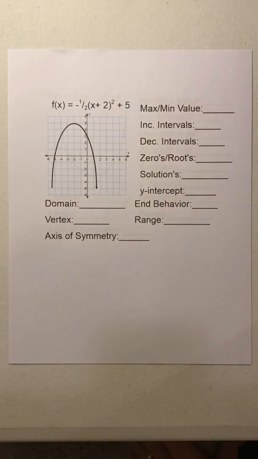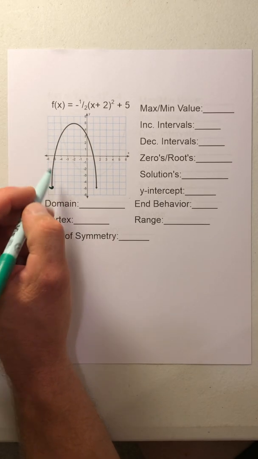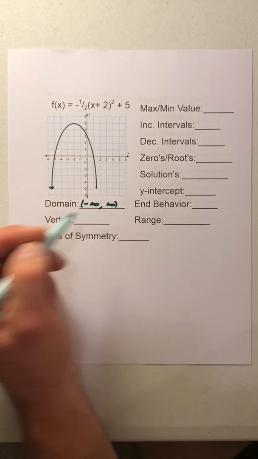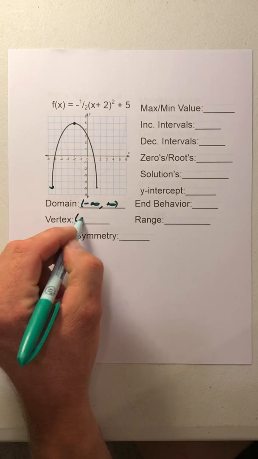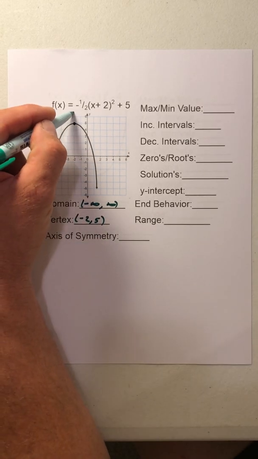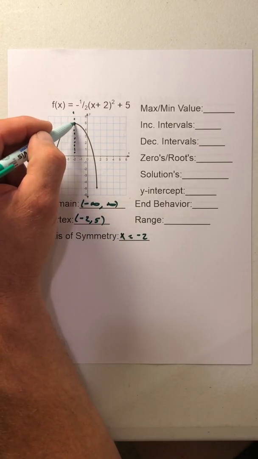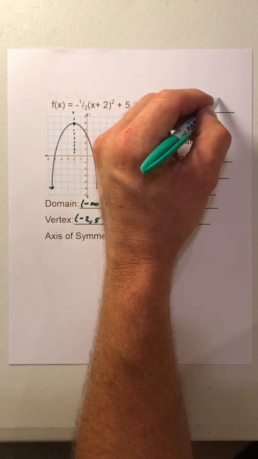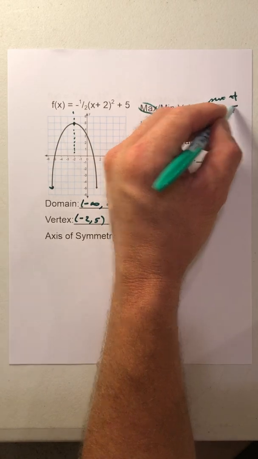I'm going to do a couple more examples, and you can stick with me if you want, or you can go on your own if you think you got it. And we'll talk as we go through here. So, domain. Again, we're going to have all the x values, so from -infinity to infinity. My vertex, in this case, is going to be that point there, so -2, 5. My axis of symmetry goes through that vertex. It's going to be x equals -2. I have a maximum value this time because it doesn't go above that point. So I have a maximum at y equals 5.